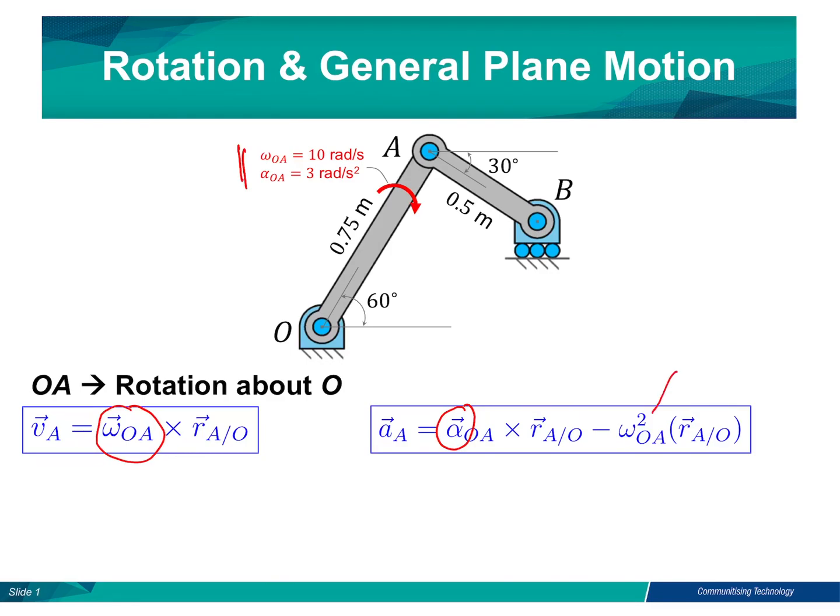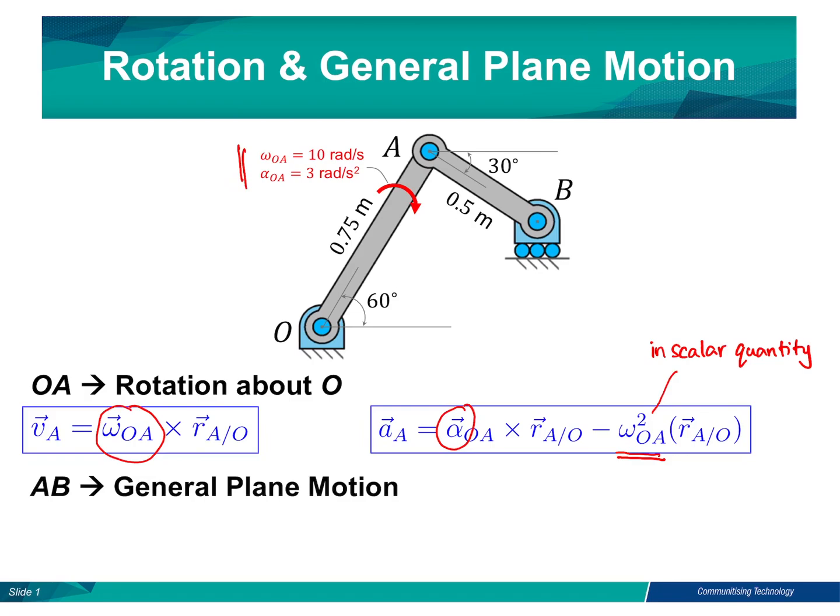Please notice that this is a scalar quantity, which means there is no ijk component for this particular variable, and it multiplies with RA/O, which is the position vector, and again this is in vector form. So only one parameter here is a scalar quantity.